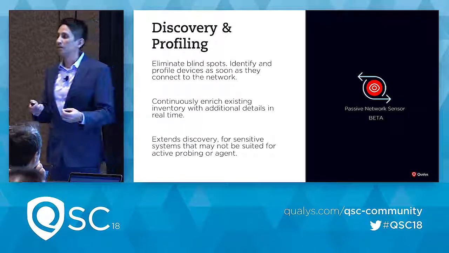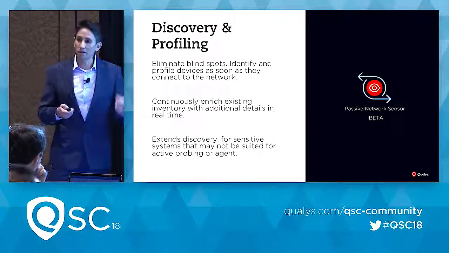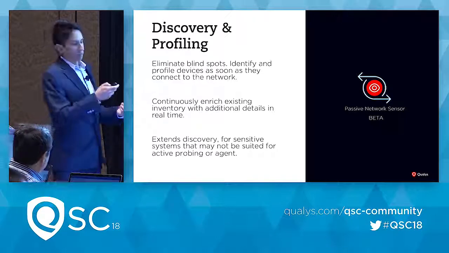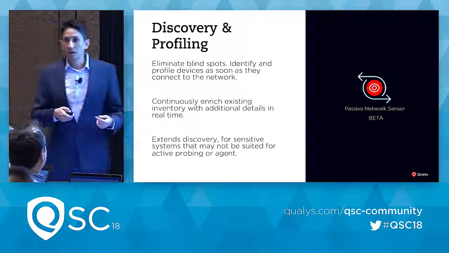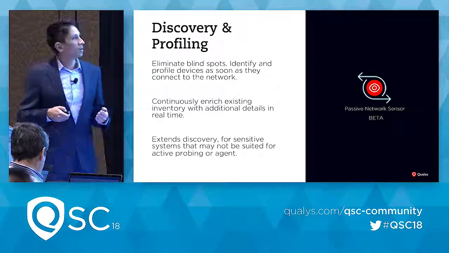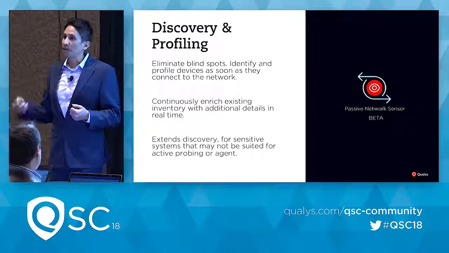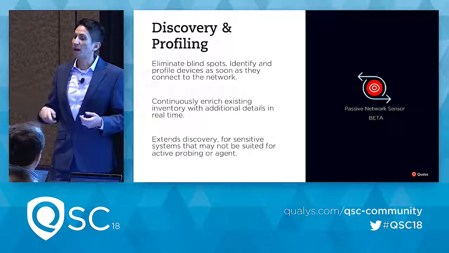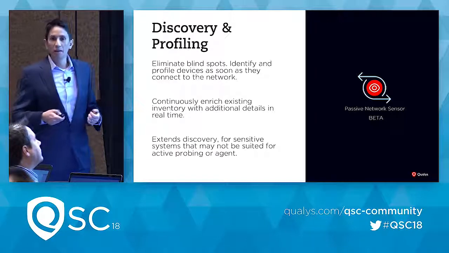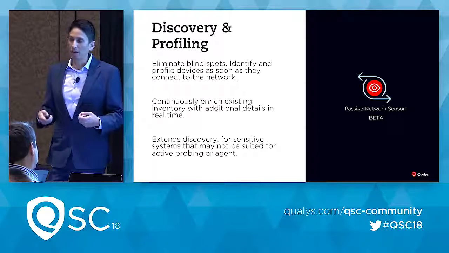So if you have a scanner, for example, that is scanning weekly, but you want to detect any new open port in between those scans, this sensor is detecting the usage of these ports in real time and communicating and enriching. So this is what I mean by enriching your existing inventory, right? So it's enriching that inventory and also with a traffic analysis, to tell you what the devices are doing. And then this extends also our capability of discovery for sensitive systems that may not be suited for active probing. So things like medical devices, industrial control systems, SCADA. These things, typically, you want to do first passive scanning, understand what they are before you're launching a scan, a control scan.